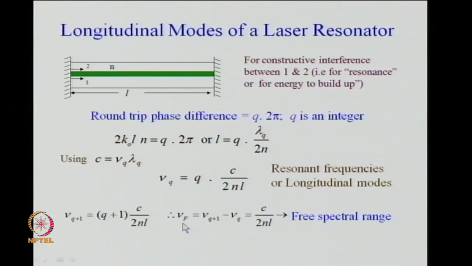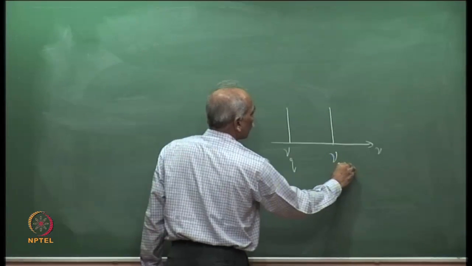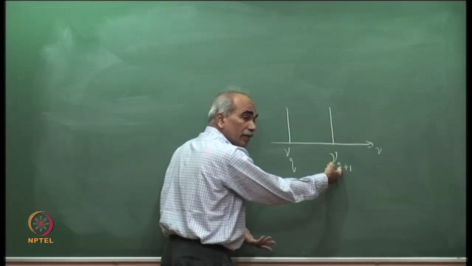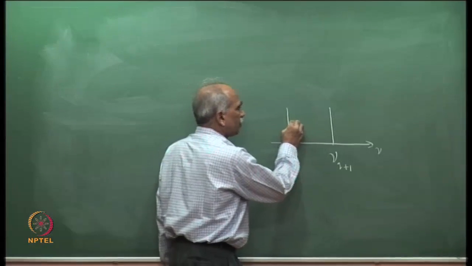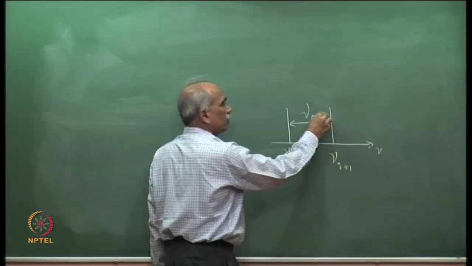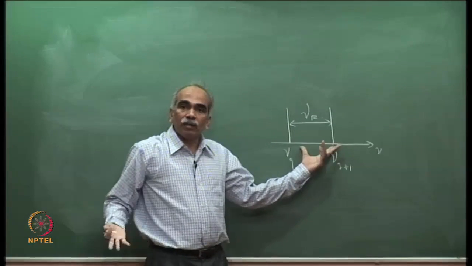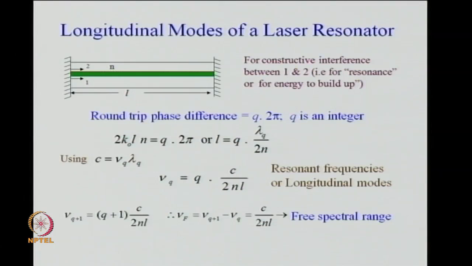you get nu f, the free spectral range, nu q is the resonance frequency. So, this is nu, one resonance frequency is here nu q, the next one is called nu q plus 1, because q is an integer, this could be any number, 1500. So, this will be 1501, next resonant frequency. So, free spectral range is this difference, this is nu f, free spectral range, the spectral range which is free, there is nothing there in between, it is easy to understand, free spectral range.